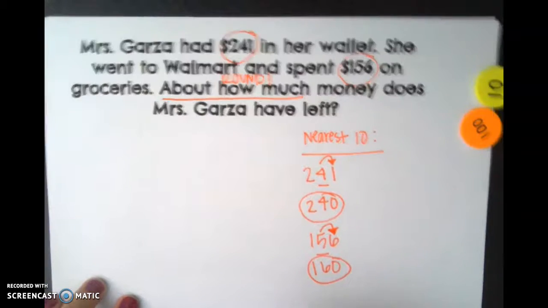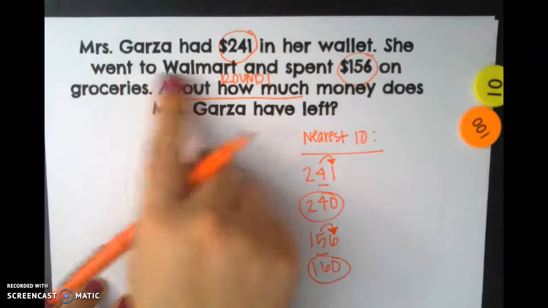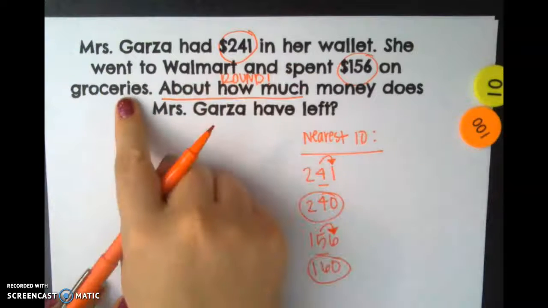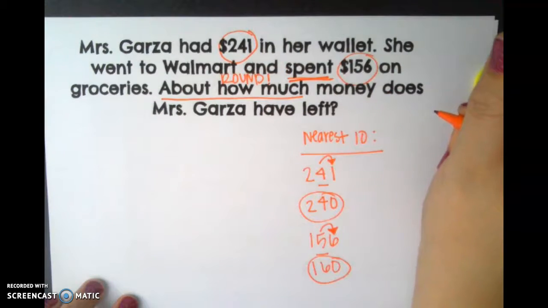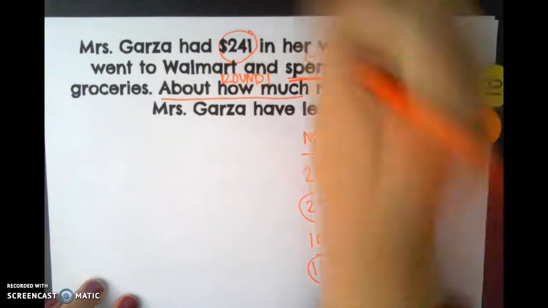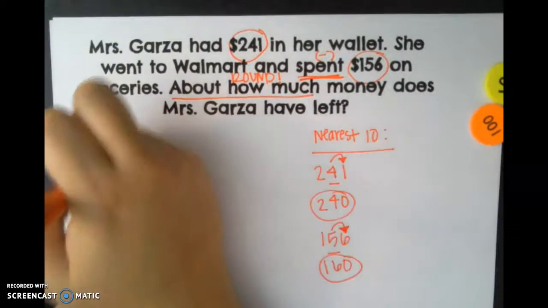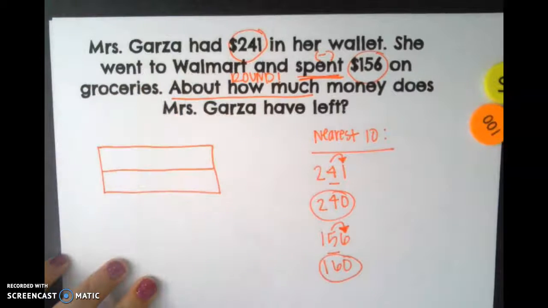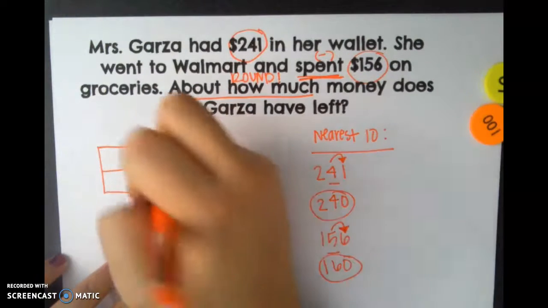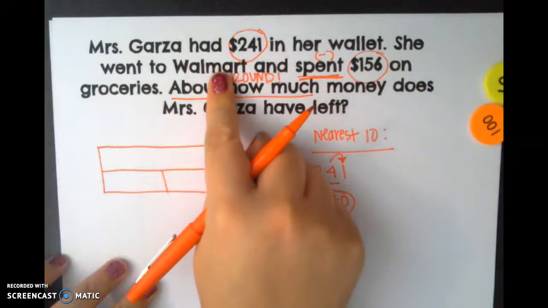Let's think about this problem, though. Mrs. Garza had $241 in her wallet. She went to Walmart and spent $156 on groceries. If Mrs. Garza spent $156, does she have that anymore? She doesn't have that anymore, so we're going to subtract. So this strip diagram is going to look a little bit different than the last one. Remember, your total goes on top. Do we have a total? We have a total. The total is how much she had in her wallet when she walked into Walmart.